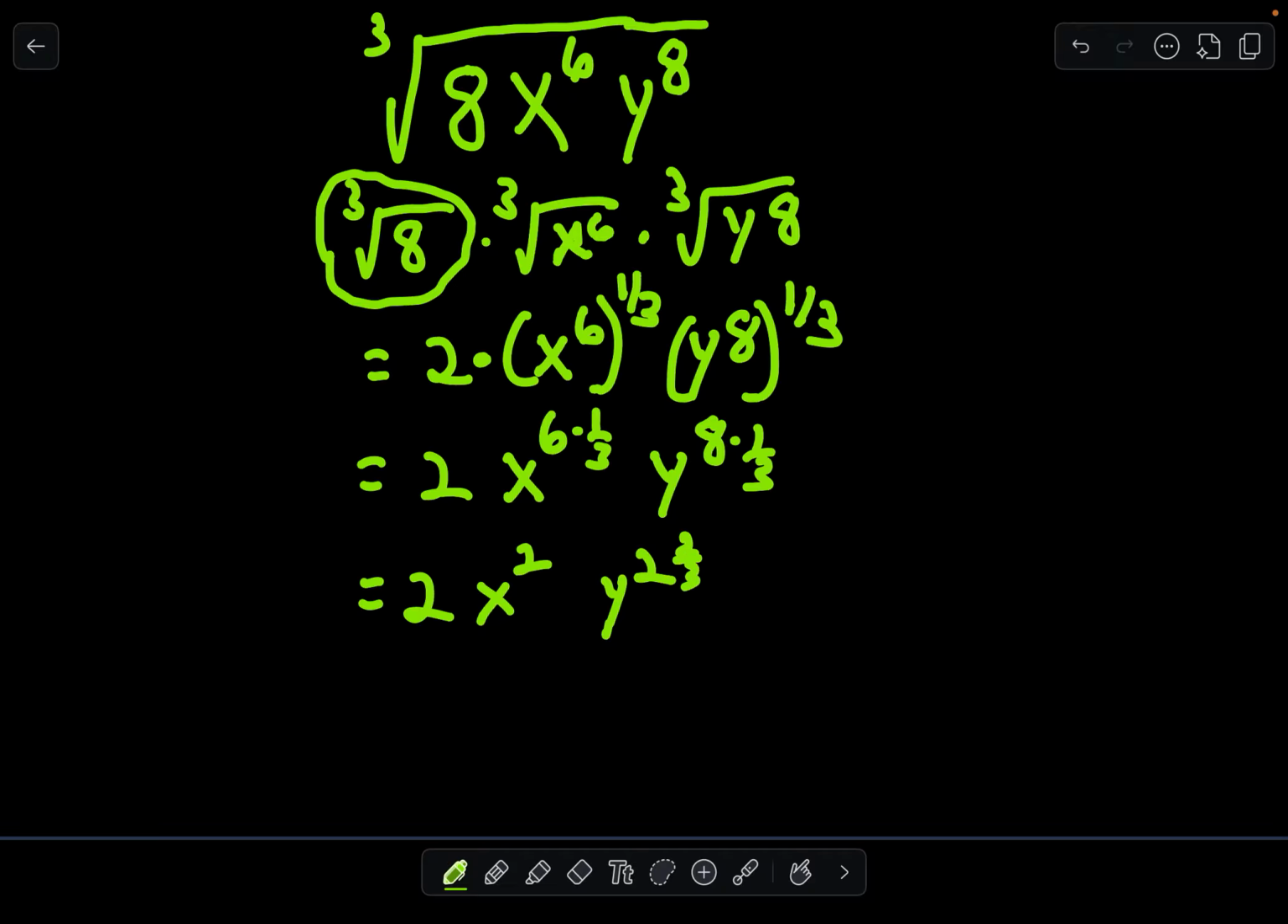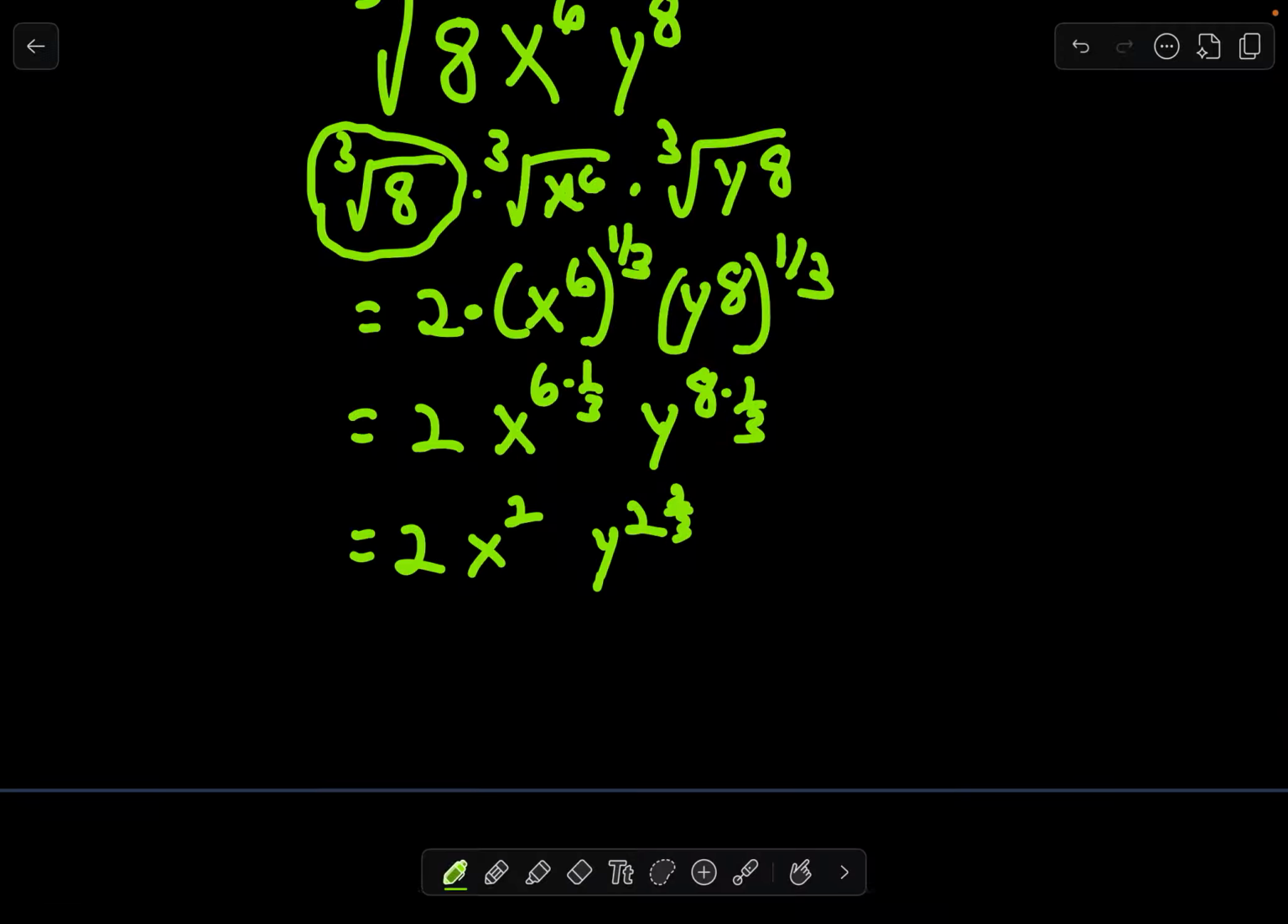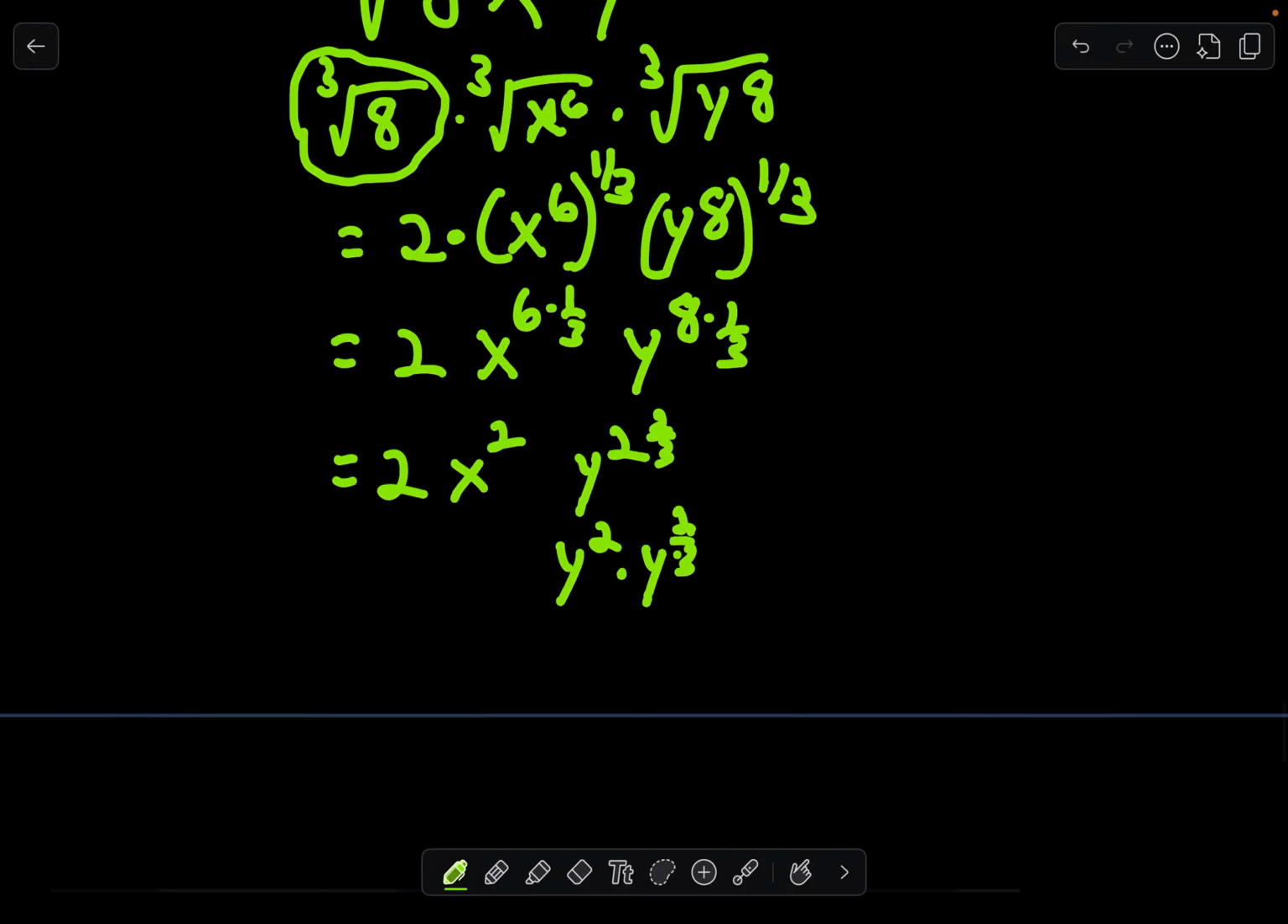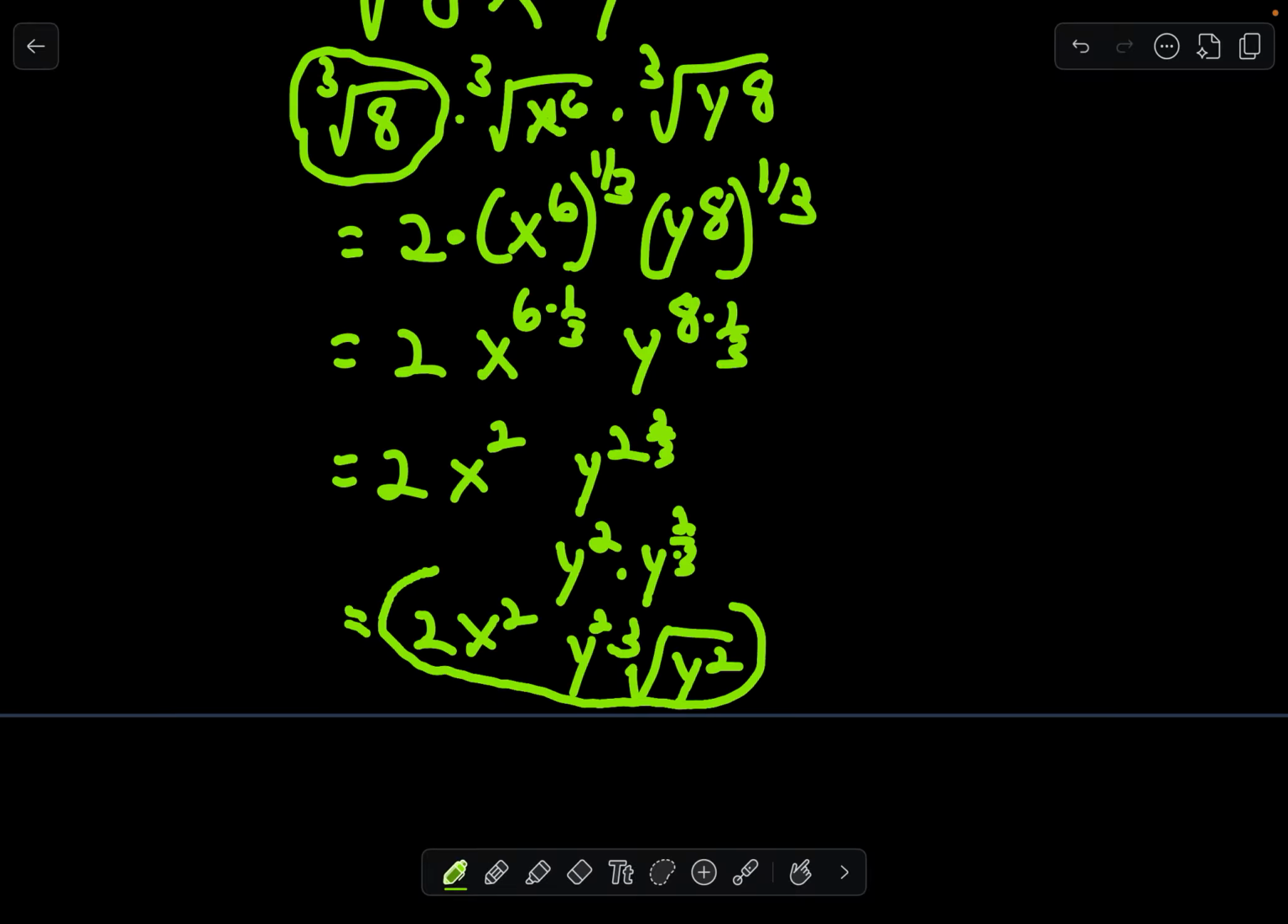All right. So y to the 2 2/3 power is the same thing as saying y squared times y to the 2/3 power. 2/3 power is just the 3 on the bottom makes that a cube root, 2 on top makes it y squared. And that is the answer in the fully simplified form.